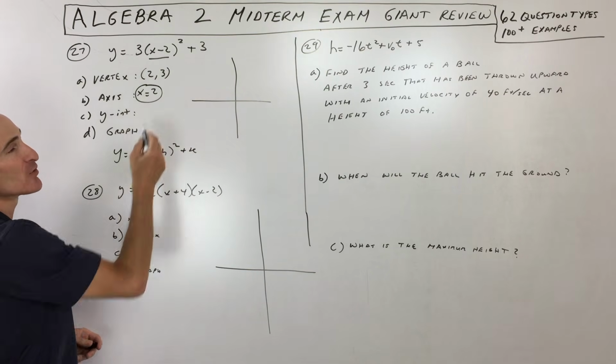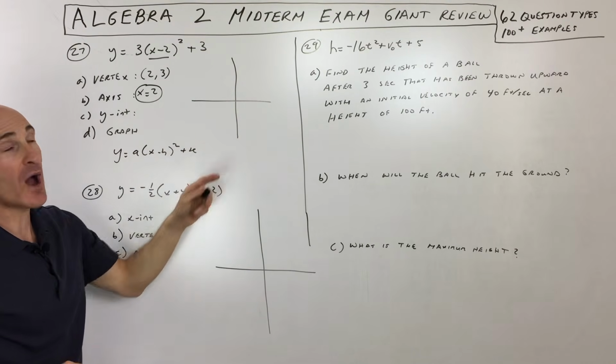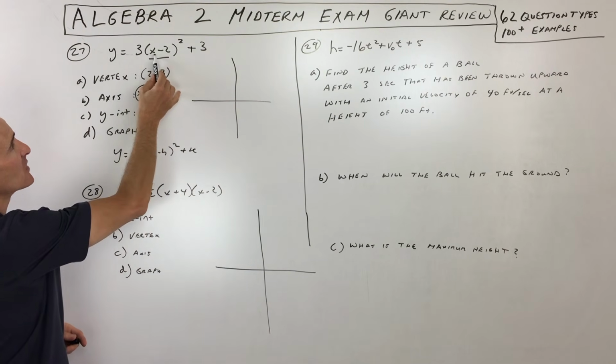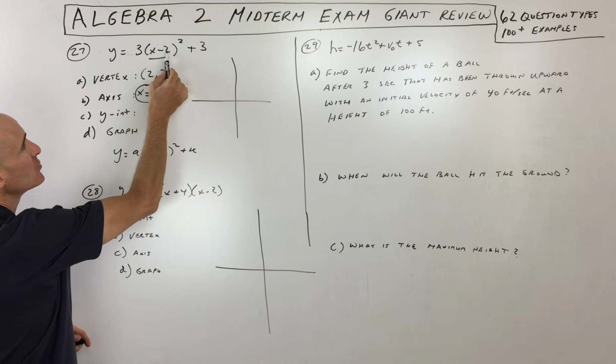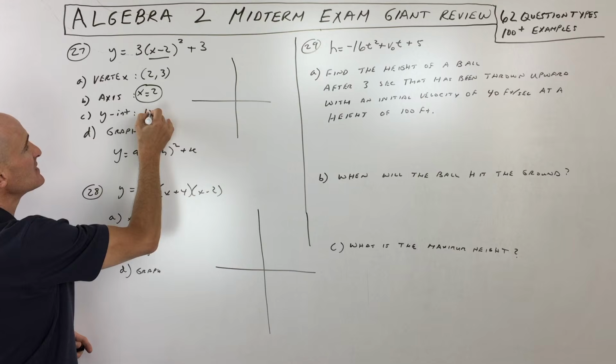We have to set x equal to 0, because remember, when x is 0, we're not going left to right. We're going to be right on the y-axis. So if we put 0 in for x, we get 0 minus 2, which is negative 2. Negative 2 squared is 4, times 3 is 12, plus 3 is 15.